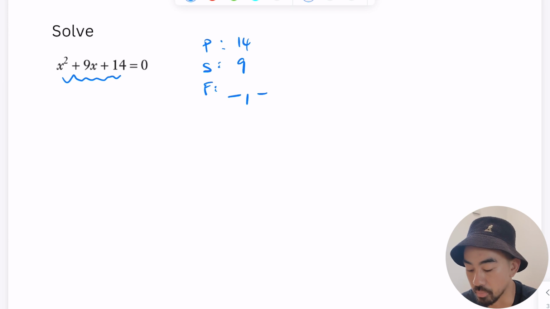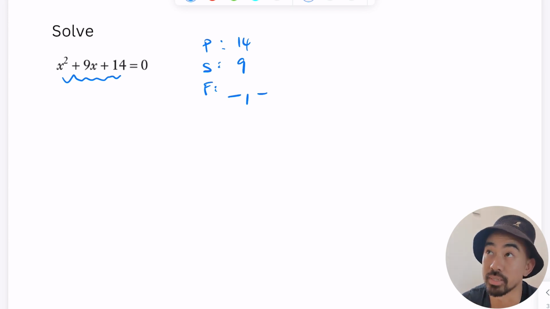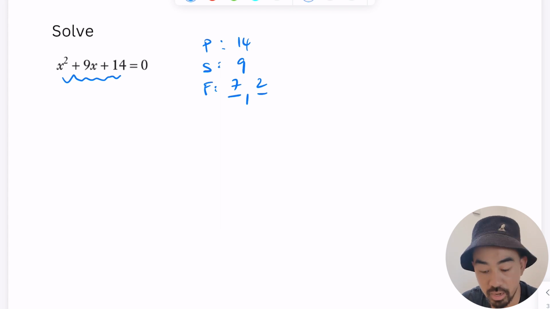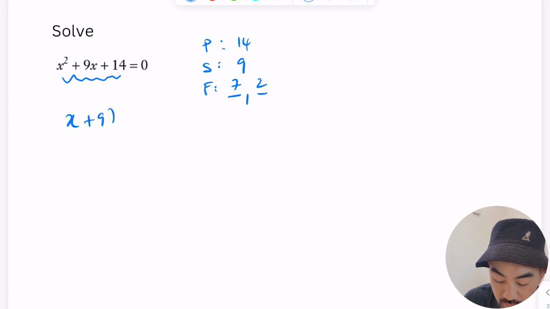So just rattling off some times tables, I think that's going to be 7 and 2. 7 times 2 is 14, 7 plus 2 is 9. So I'll get (x plus 7), sorry.